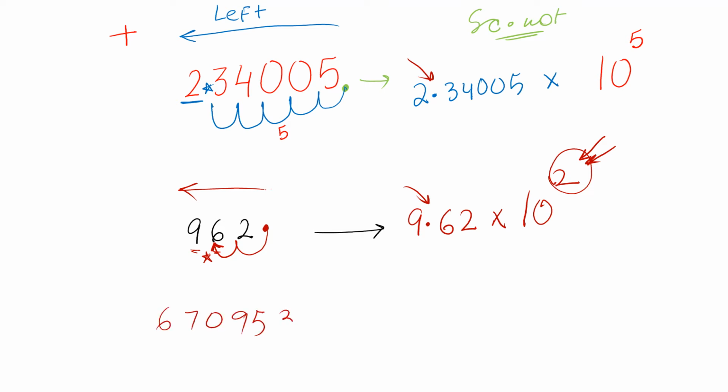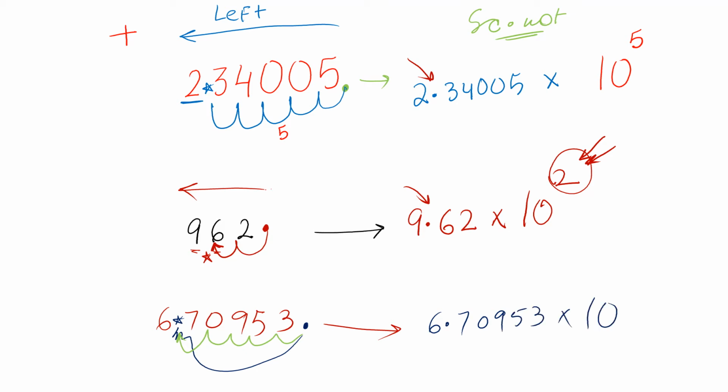670953. Let's see this one. How can you do this one? So where is the decimal point? Of course, I can't see it. It means here is the decimal point. Where do I need the decimal point? I need it here, right? So how much will I move? Let's check how many places I have to move: 1, 2, 3, 4 and 5 places. So how do I write my scientific notation? 6.7 and everything as it is. Then I write multiply 10. I move to the left 5 places, so the power will be 5.